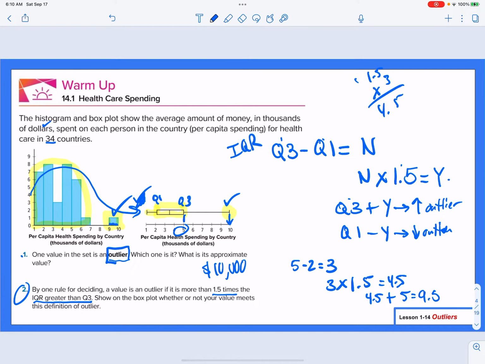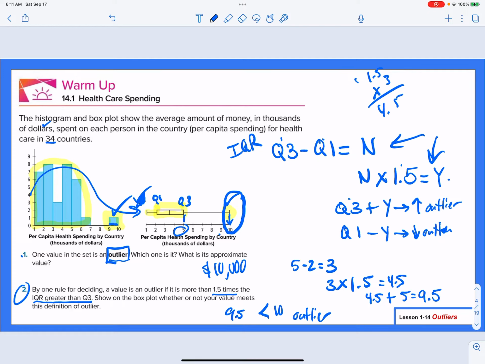So that equals 9.5. Okay. So if I'm saying that my outlier is 10,000, well, 10,000 is definitely greater than 9.5. So that means that value would indeed be an outlier. Now, if I thought it was only 9,000, for example, it's not necessarily an outlier. It's close. So this is the rule, or the way of figuring out if something's an outlier numerically.